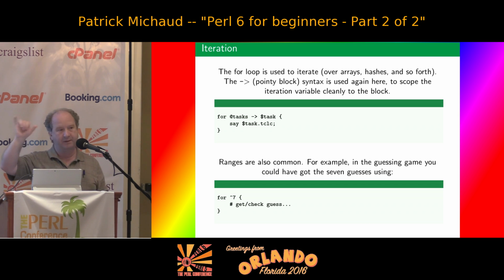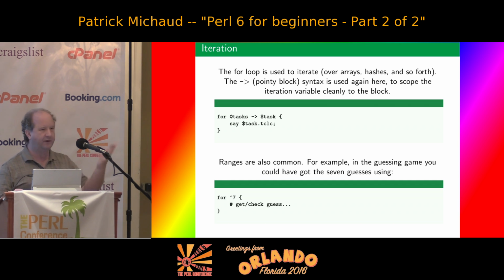If you don't have a pointy block there, if you just put a bare block without that, then it will of course go into $_ just like we're often used to. But the arrow, the pointy block, is a way of being able to say what you want the iterator variable to be inside of the for loop. Okay? So very, very handy.